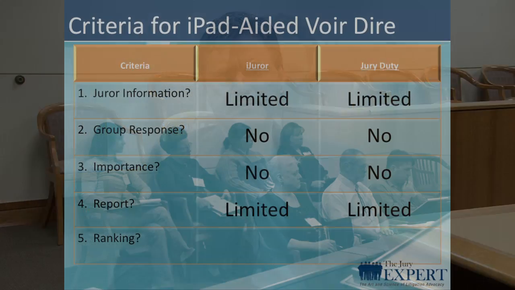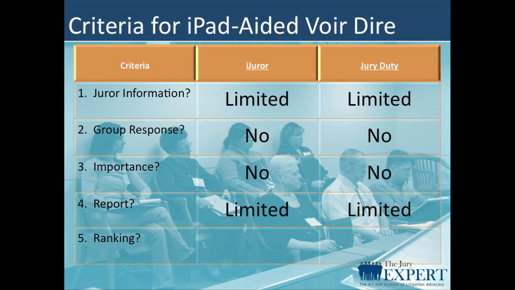But what neither does, in a clear fashion at least, is provide the underlying rationale for this decision, including the information that would inform the decision of whether you're recommending a strike or not for a particular juror. And 5, does it allow you to rank the jurors? Well, the answer to that is no.